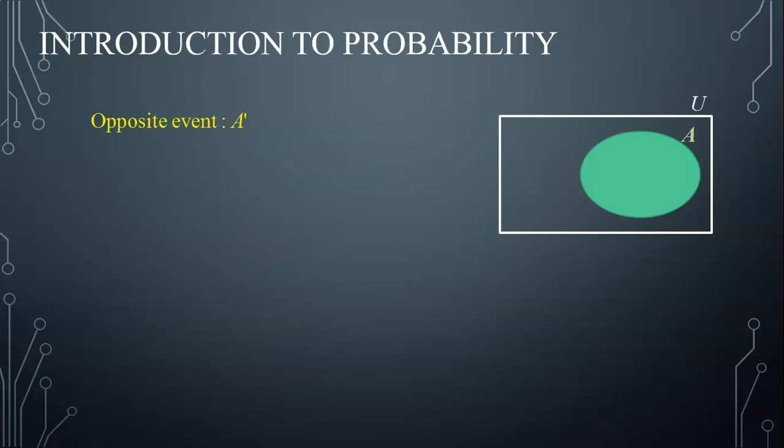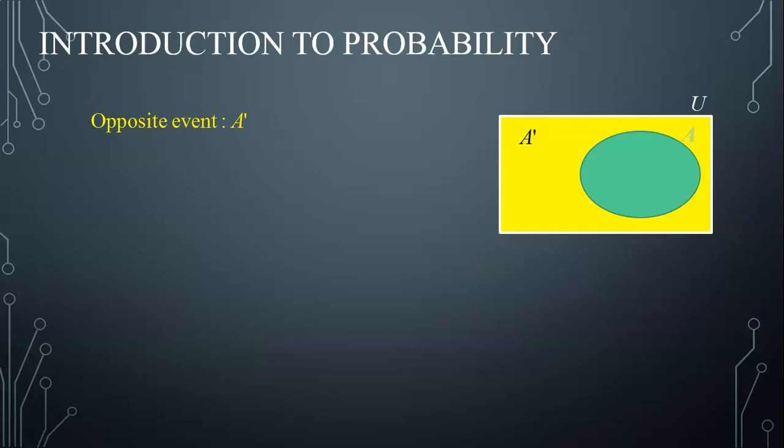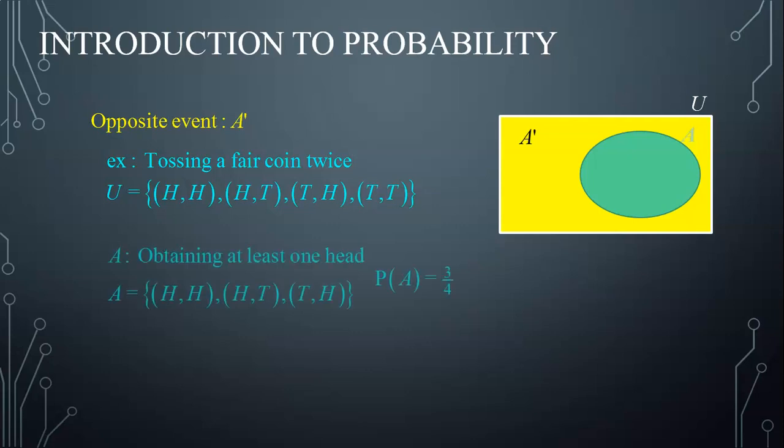Now, what is an opposite event? If we define the event opposite to A by A prime, it would consist of the remaining elements of U outside of A. Going back to our example where we tossed a fair coin twice with that sample space U, we had the event A consisting of obtaining at least one head with a probability of 3 out of 4.